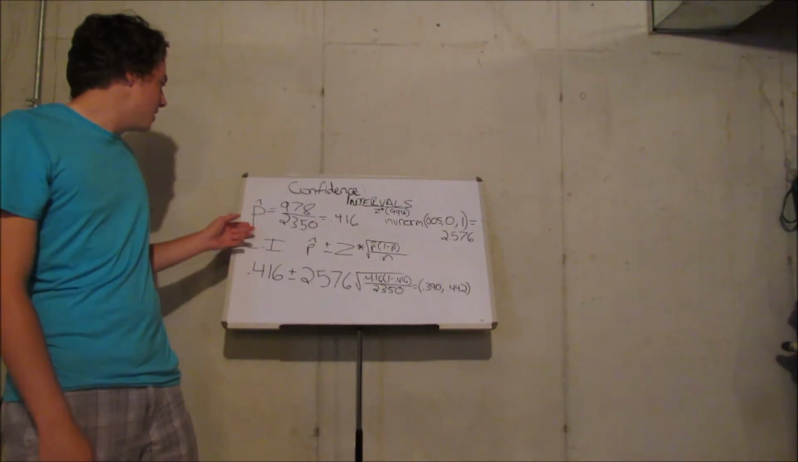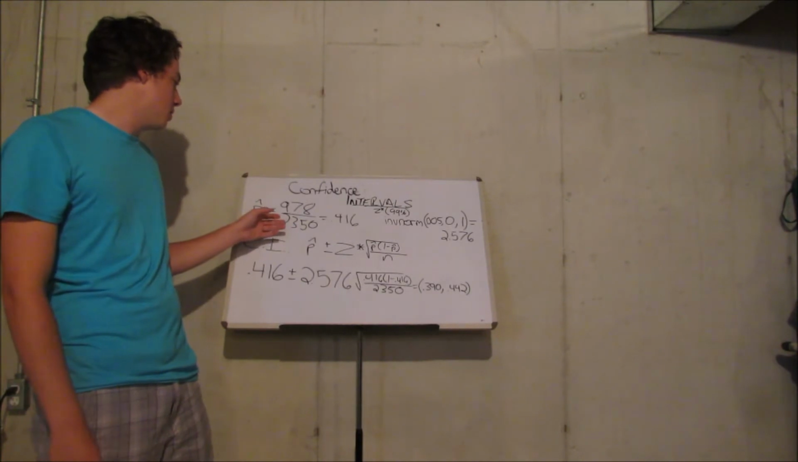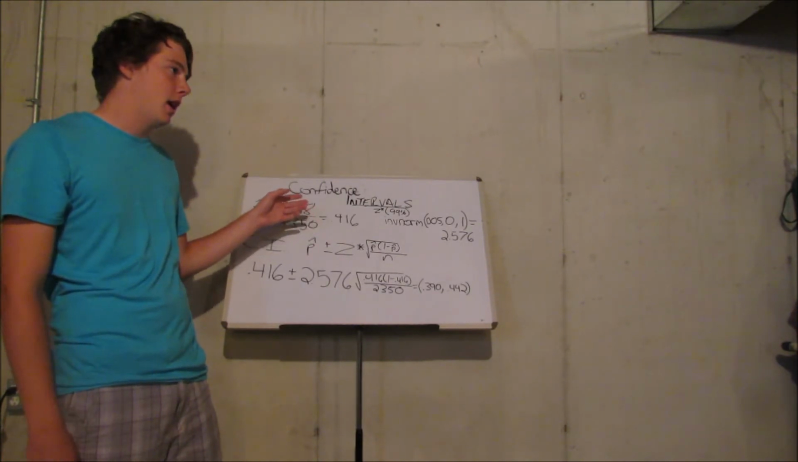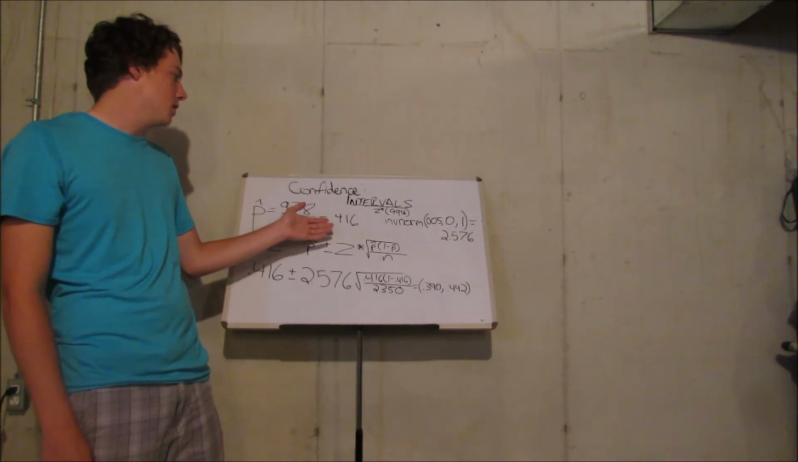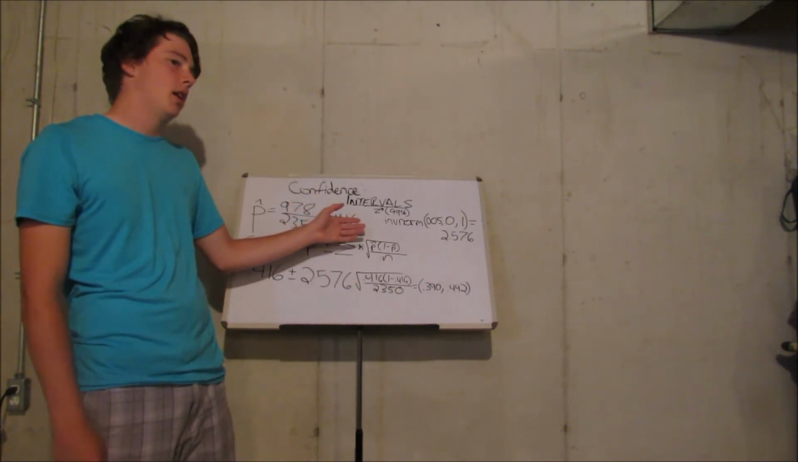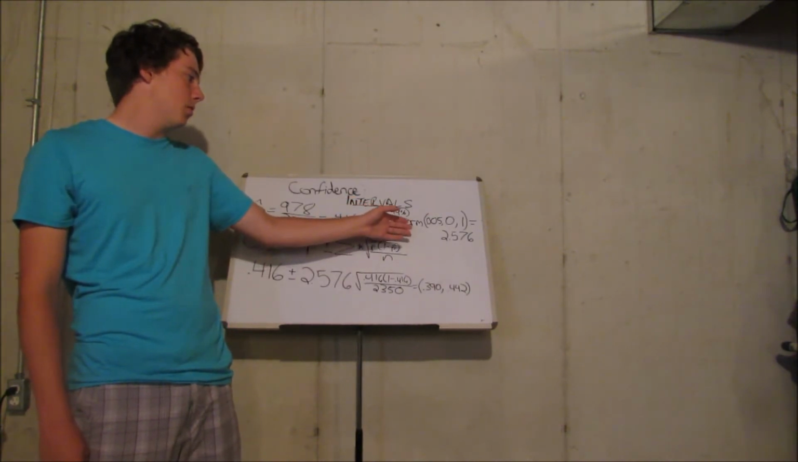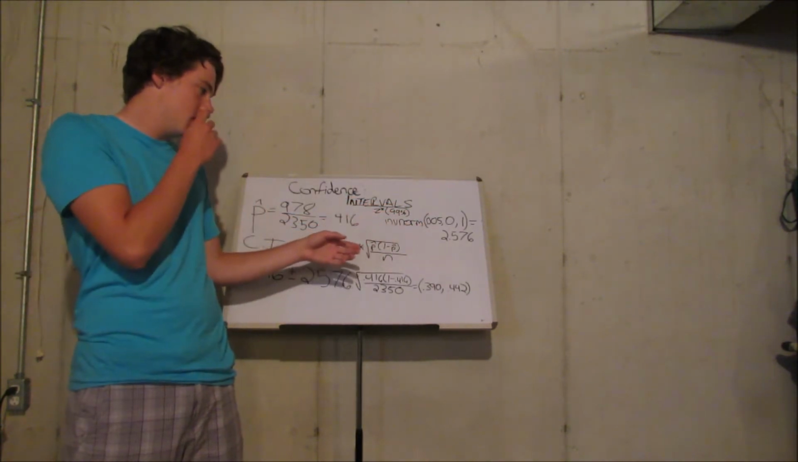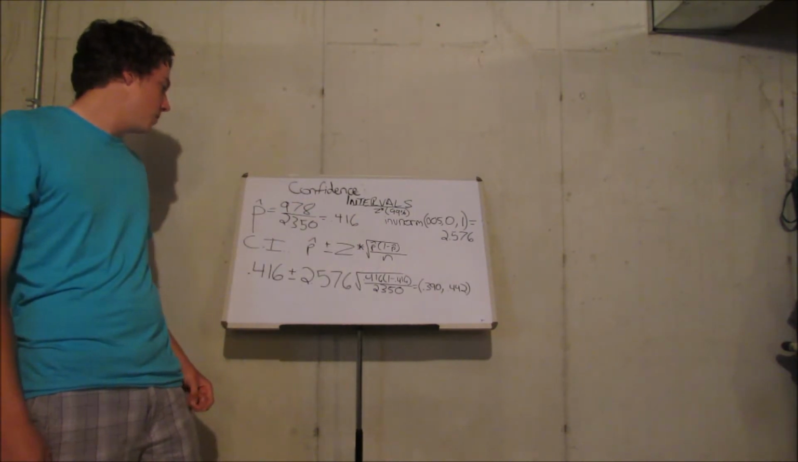Our p hat for this data is that the 978 people out of 2,350 that were sampled had gotten the vaccine. So our p hat is 0.416. A z star for a 99% confidence interval is inverse norm 0.00501. So our z star for this data is 2.576.